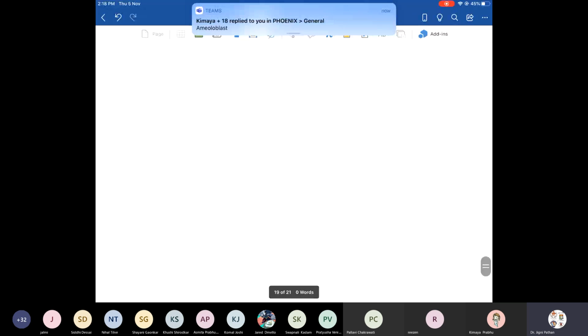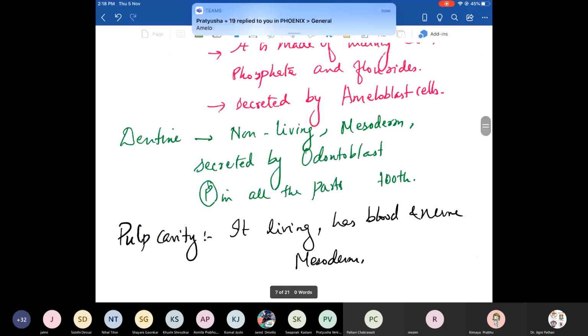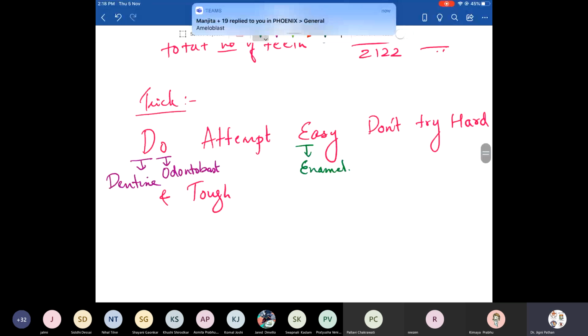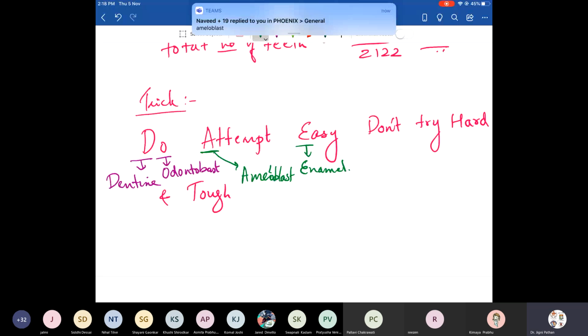Very good, Rubaika. It is ameloblast. Please write down. Ameloblast secretes enamel. Then, what type of dentition do we have?